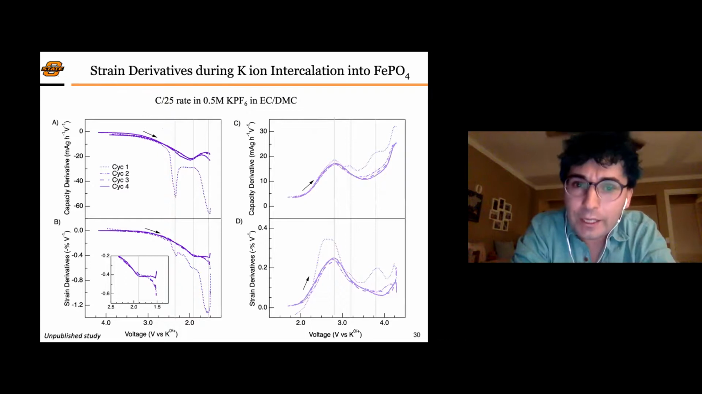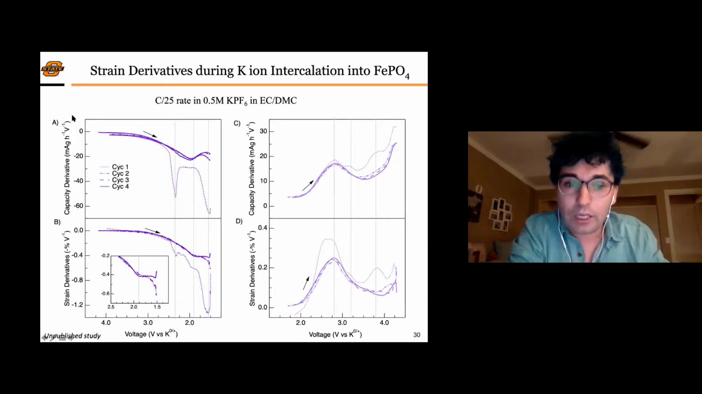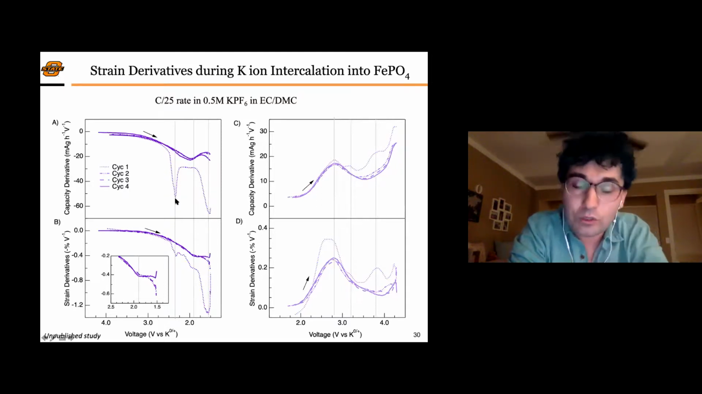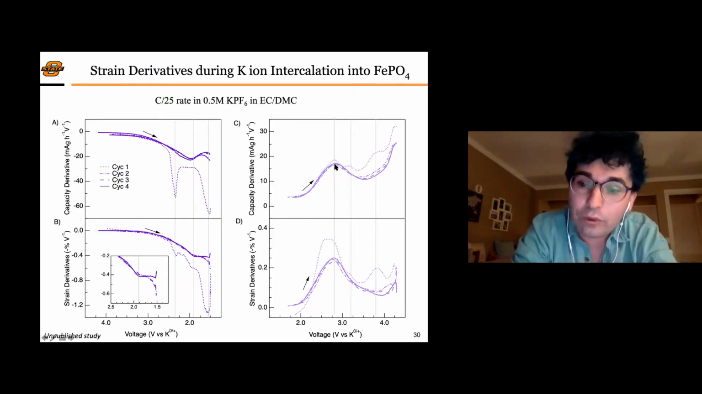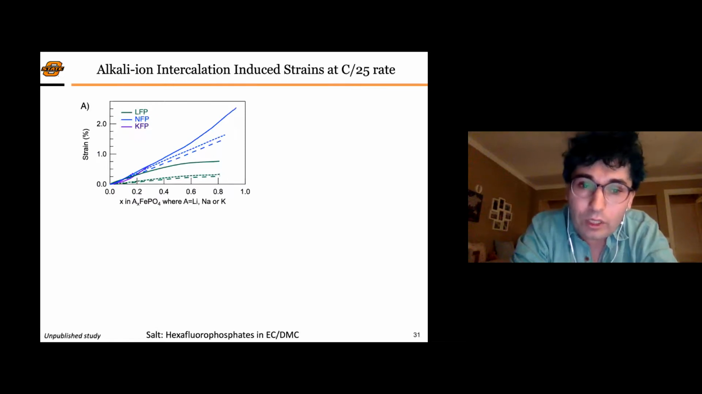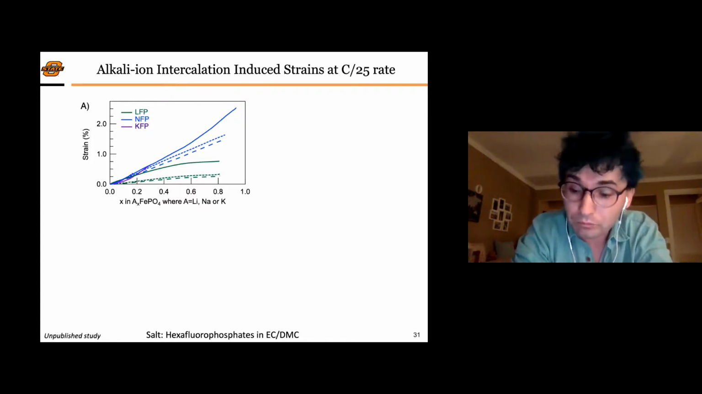So we look at the strain evolution in the potassium intercalation into iron phosphates. First of all, you are seeing the capacity and strain derivatives. We observe localized changes in the strain derivative that show that there are some reversible changes during potassium intercalation into iron phosphates. Later, we also cycle it at a very slow scan rate, C/25, to look at the effect of lithium, sodium, and potassium on the strains.